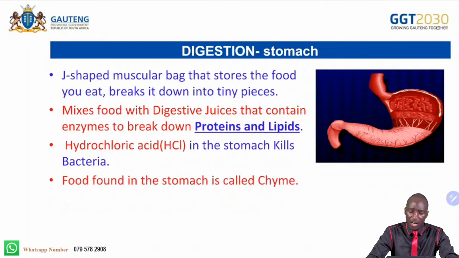Food found in the stomach is called the chyme. That's the food that is found in the stomach. So the stomach is a very essential structure found within the alimentary canal. It is the one which stores the food that we eat for further digestion to take place.